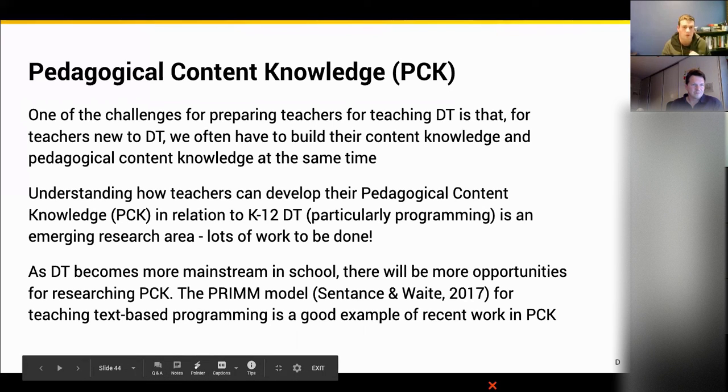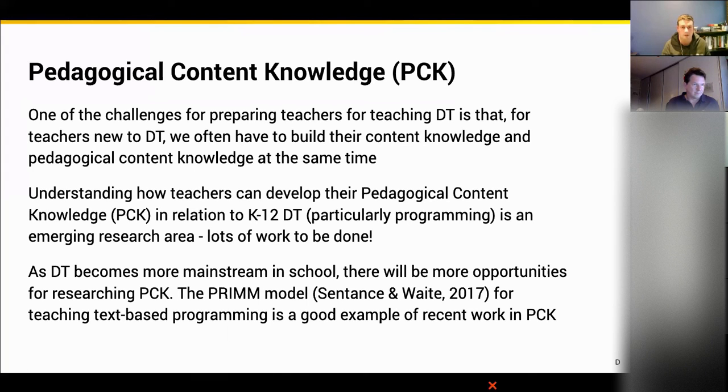There is a lot of research being done in this area, which is informing our work at the Academy and at the university as well. And there's lots of work to be done. As digital technologies become more mainstream, not just here but in other countries where there are new curricula involving these concepts, there'll be a lot more opportunities.